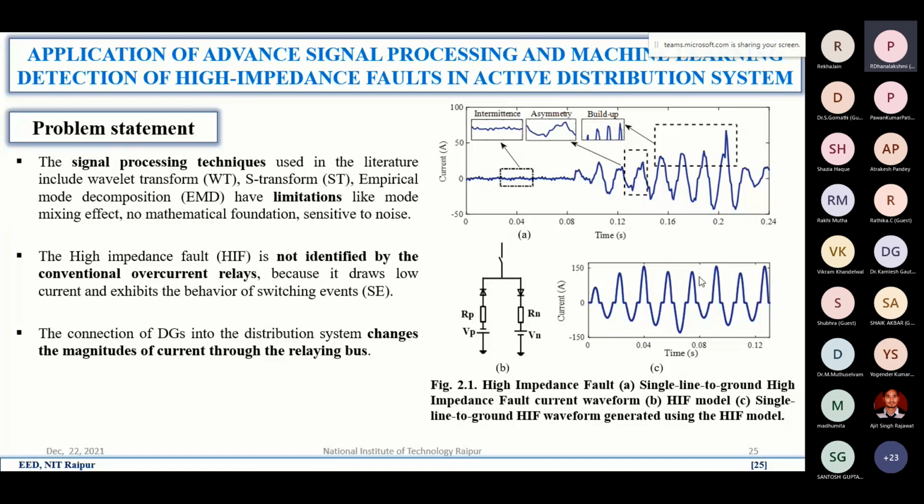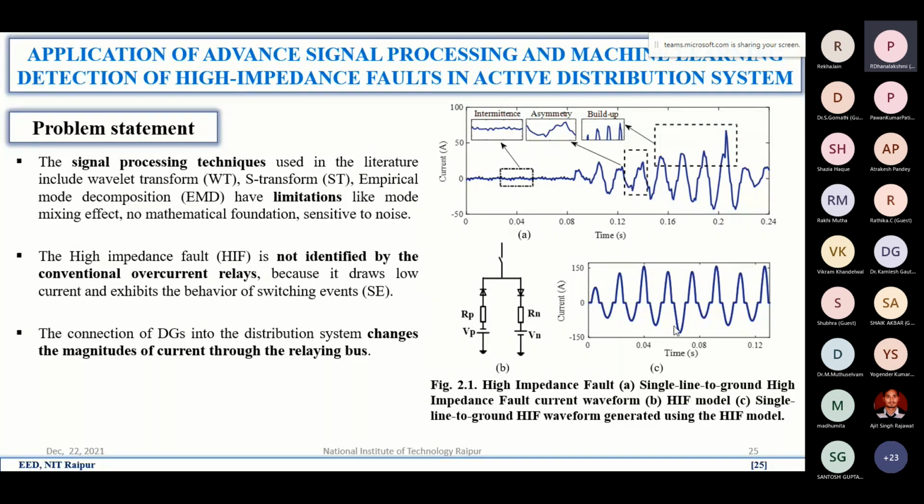The overall nature is quite dissimilar. This is the overall behavior in which it involves intermittence, that is changes in the magnitude at different levels, and asymmetry, that is it is not symmetric with respect to the positive and negative half of the AC waveform. Then there is a buildup in the system current magnitude. So overall, the fault current experienced during a high impedance fault exhibits large changes, and the magnitude is comparable to the normal nominal current. Due to that, the conventional overcurrent relay is unable to detect this particular type of fault.